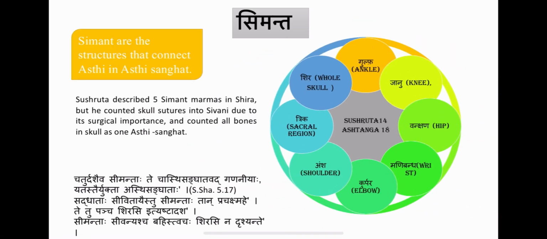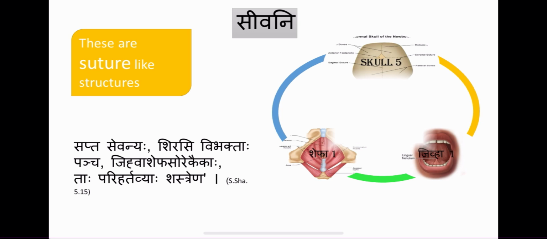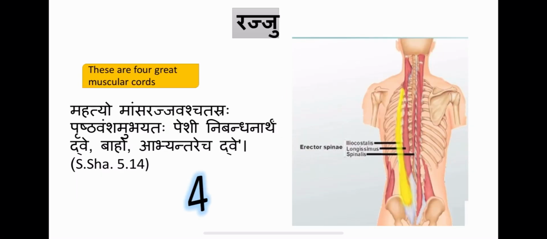The next word we study is the Simanta. Simantas are the structures that are connecting the asthis in the Asthi Sanghata. There are 14 Simantas according to Sushruta and 18 according to Vagbhata. The difference here is because Sushruta has considered 5 Simantas present in the skull under the term Seevani. Seevanis are suture-like structures present in our body, located 5 in head and 1 in the jiva, that is the frenulum of the tongue, and 1 in the shefas or the perineal raphe at the pubic region. These are the areas that should be protected from any injury during surgeries.